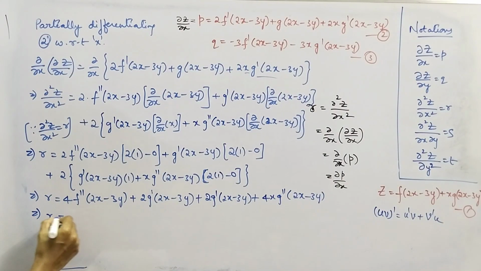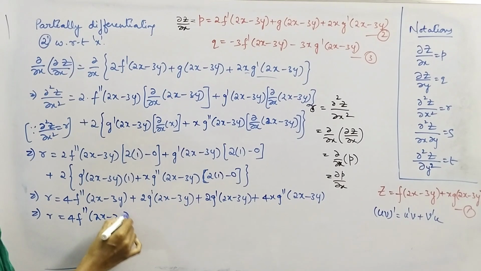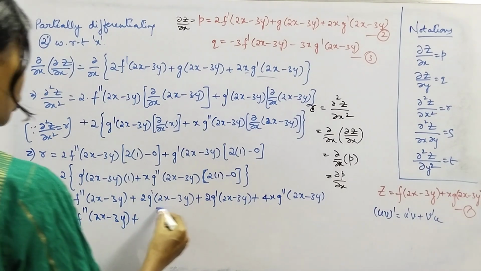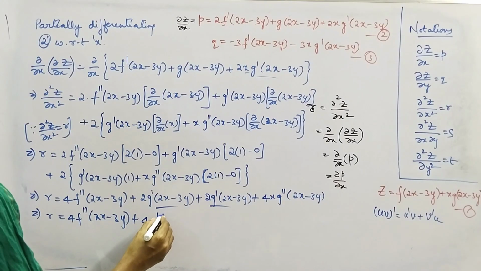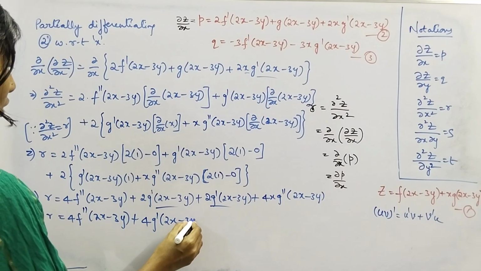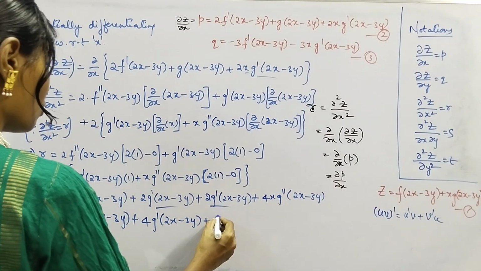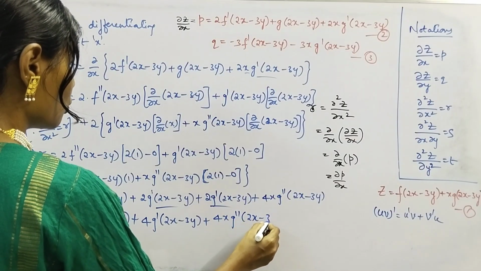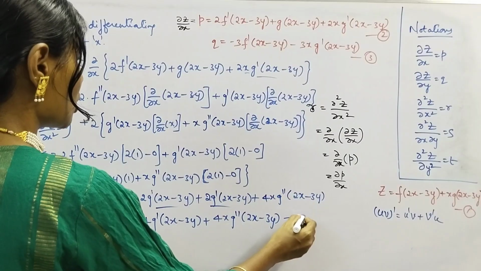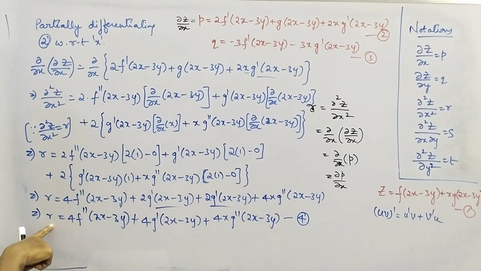We'll get 4x, equal to, what is this, r, right? r equal to 4 f'' of 2x minus 3y plus 2g' plus 2g' is 4g'. We'll get 4g' of 2x minus 3y plus 4x g'' of 2x minus 3y. Consider this as equation number 4. See, this equation involves r.